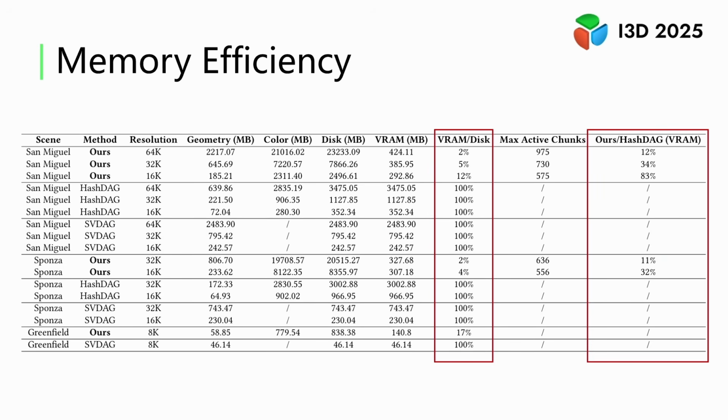We first compared the storage sizes in scenes with different resolution. Our method has a lower VRAM usage compared to other methods. We only need to retain about 2% of the original data in VRAM, while the VRAM usage is reduced by up to 9 times compared to HashDAG.